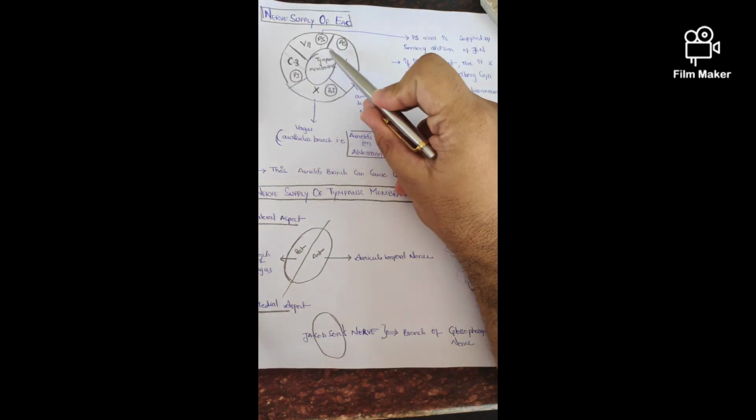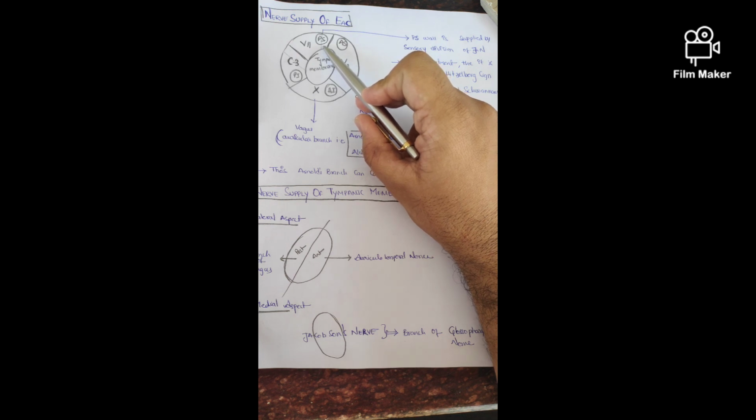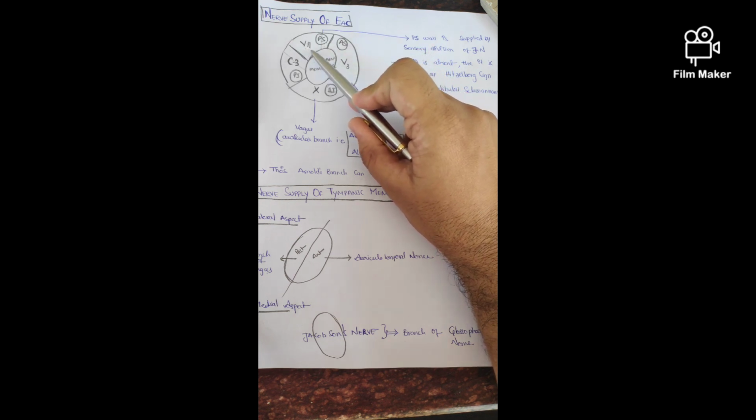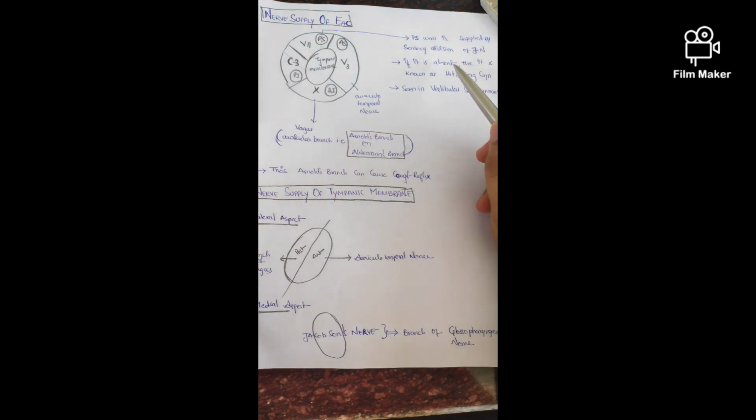In the posterior superior wall of the external auditory canal, the facial nerve gives the sensory division. If this is absent, it is known as Hitselberger sign. It is seen in vestibular schwannoma.